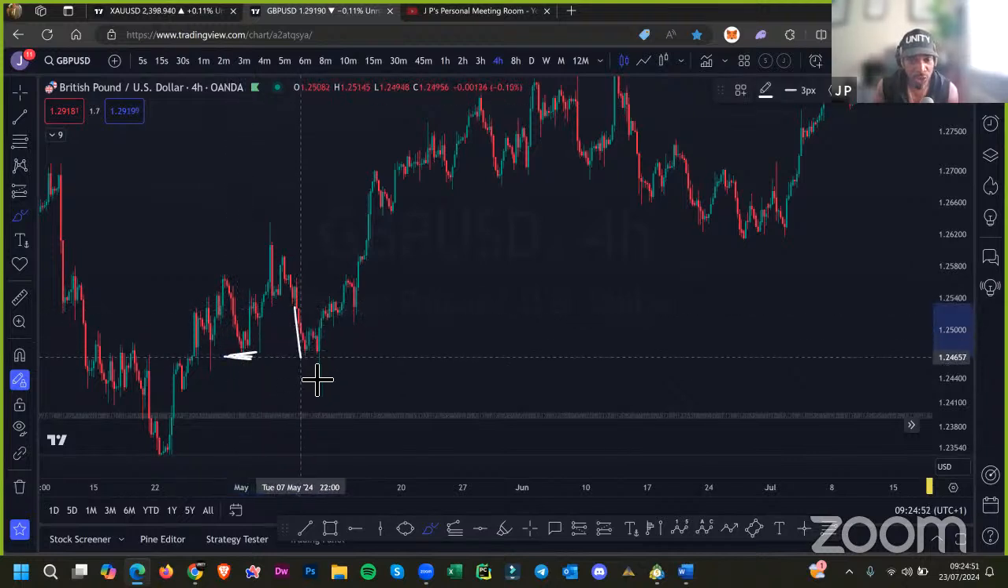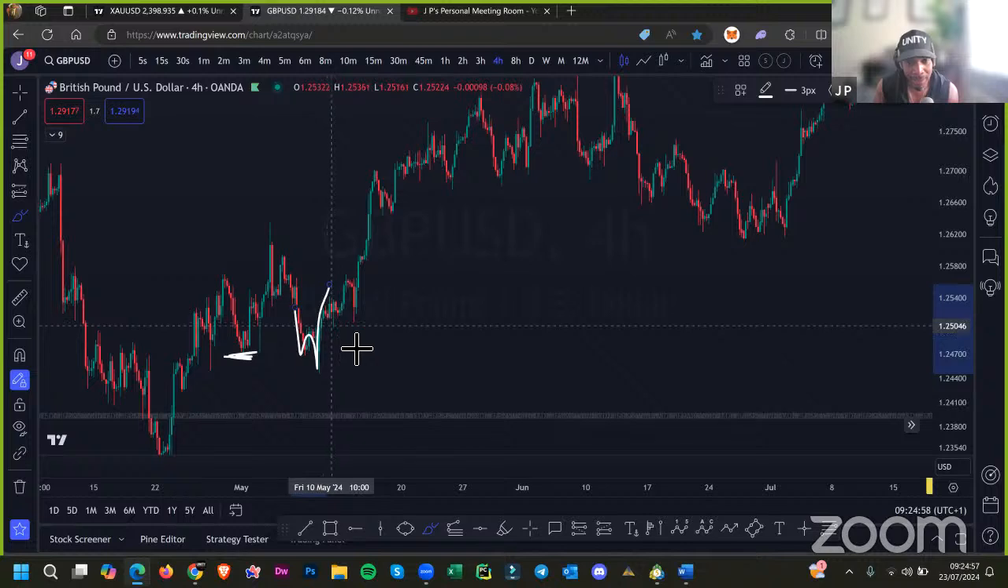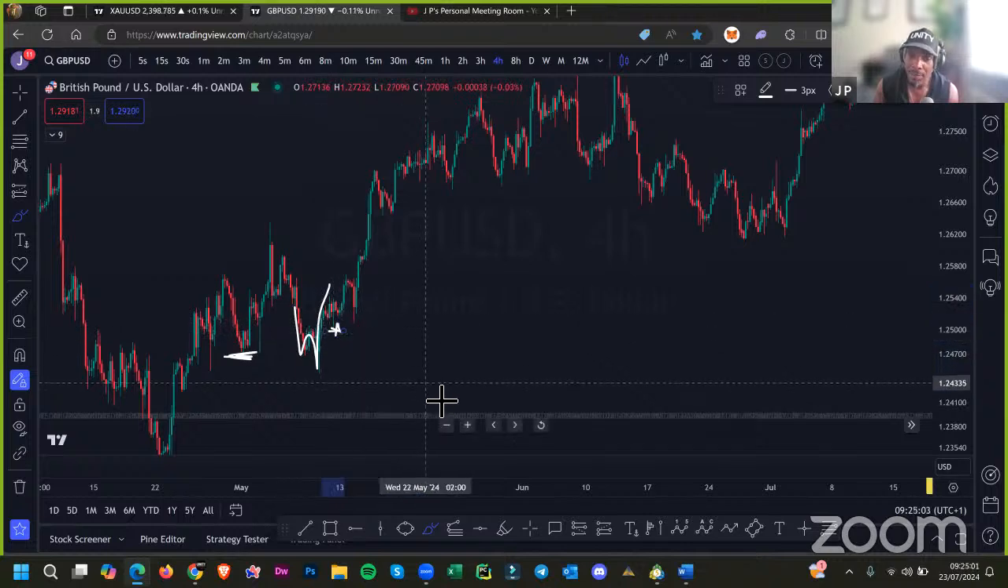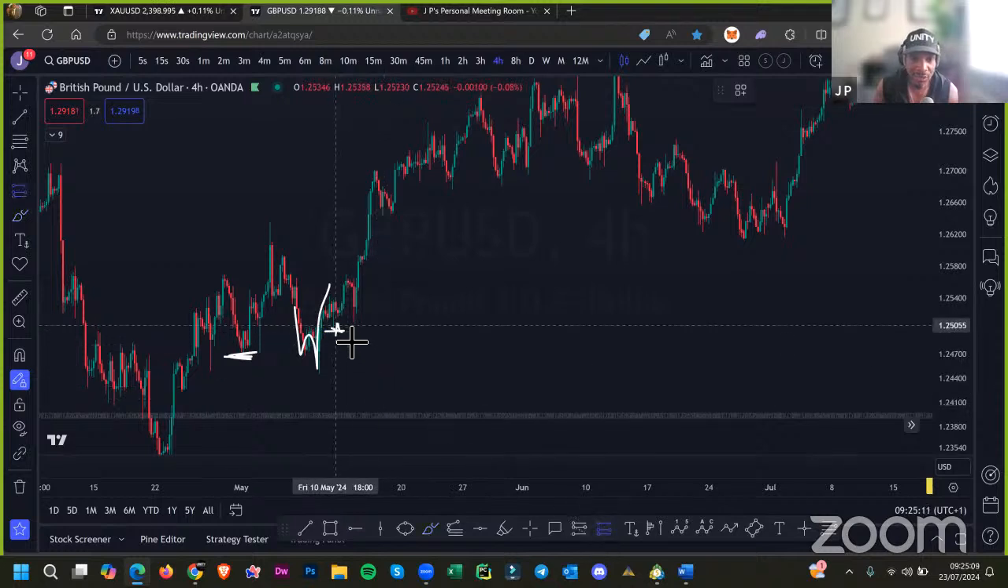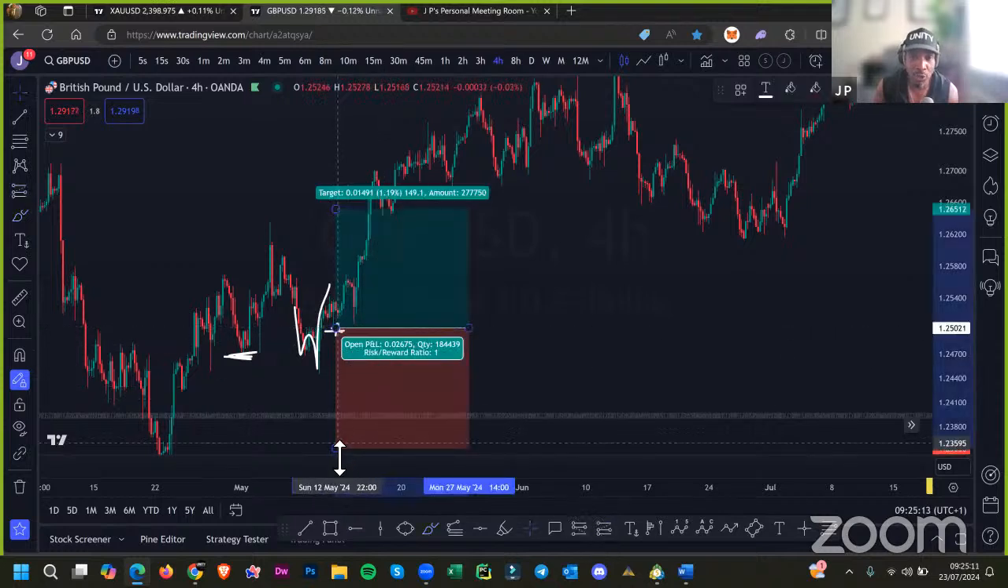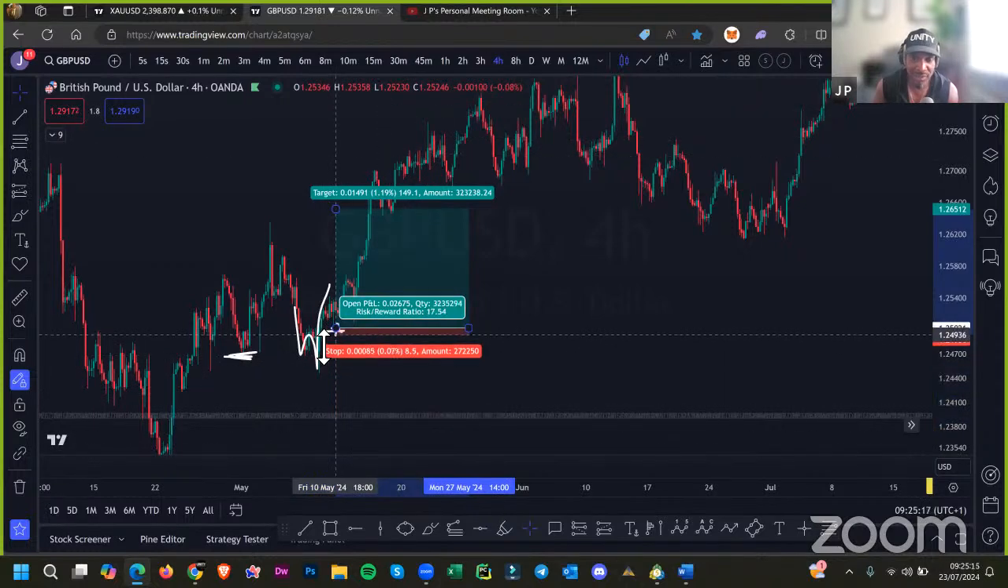Break of structure, manipulation, W. Market's tapping back in to the imbalance. Can you see it? Your entry would have been taken into consideration just the imbalance, which I guarantee you, if I drop from a 4-hour to a 1 hour, is a small little zone like this.